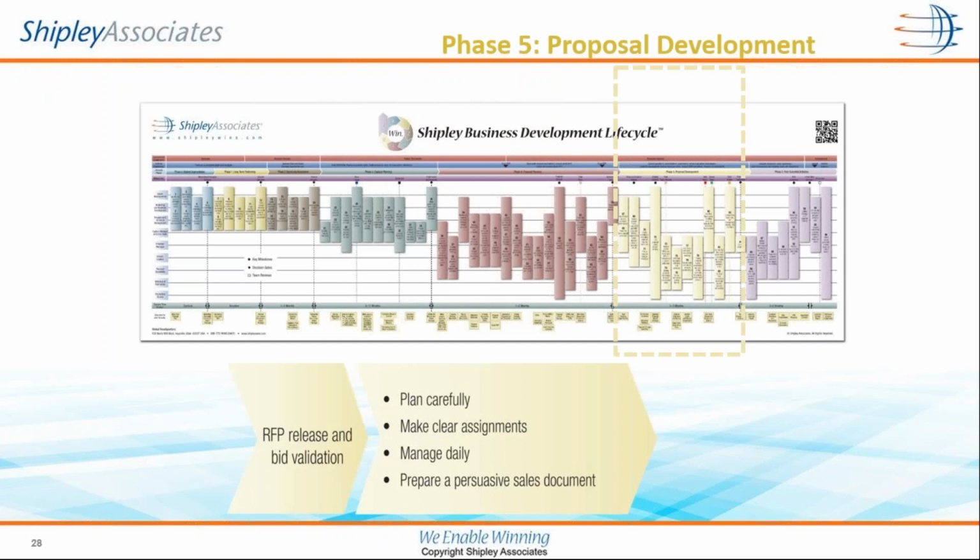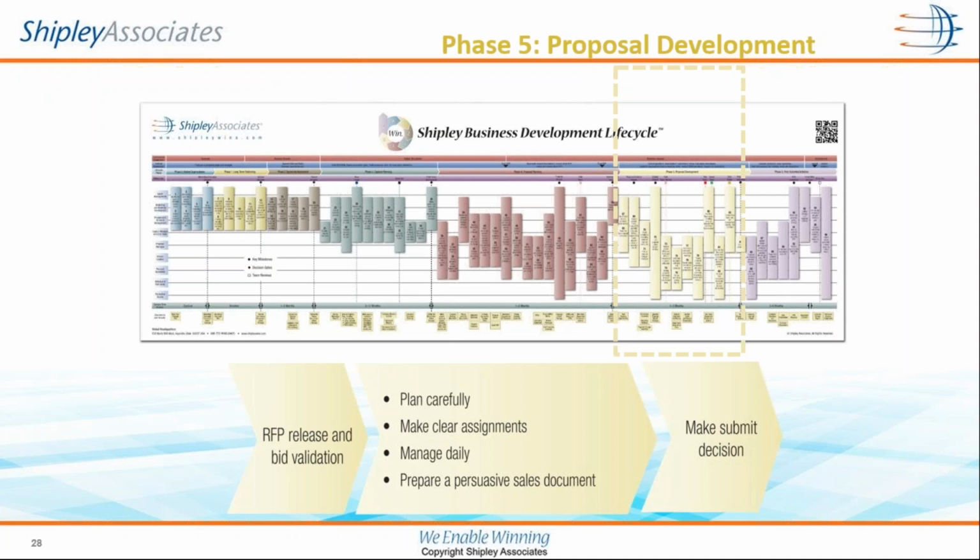We now need to start very carefully planning, making very clear assignments on the proposal itself. There needs to be, if it's strategic, a proposal manager. It might be the sales lead. In the business-to-business life cycle, it's the salesperson who often manages that proposal, him or herself. And then we need to prepare a persuasive sales document, a proposal that really commits and clarifies our message.